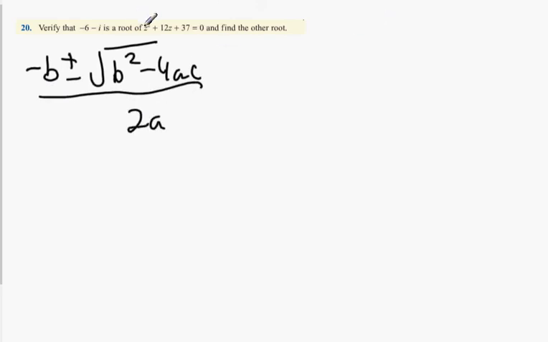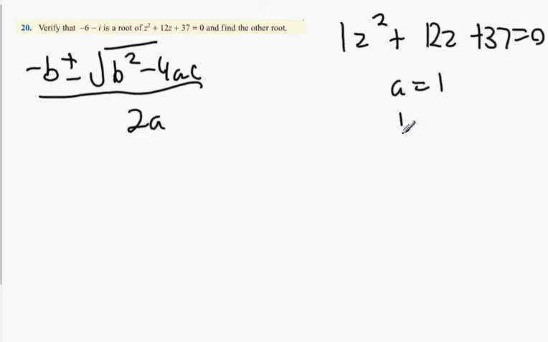Now, you've got to compare it. The number in front of the z squared is a, the number in front of the z is b, and the number that comes last is c. So a equals 1, b equals 12, c equals 37. Once you've done that, you put all these numbers into the formula.